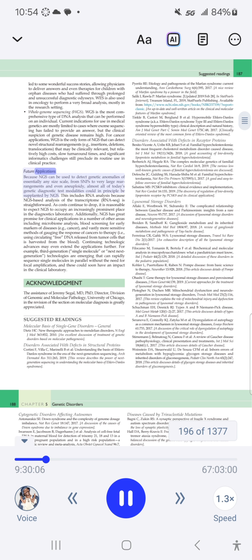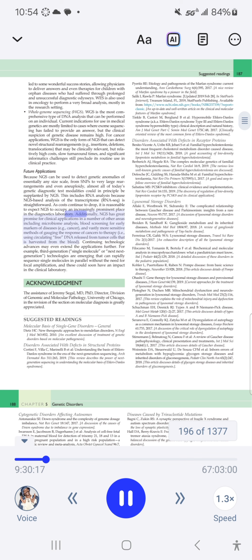Future applications. Because NGS can be used to detect genetic anomalies of essentially any size scale, from SNPs to very large rearrangements and even aneuploidy, almost all of today's genetic diagnostic test modalities could in principle be supplanted by NGS. This includes RNA analysis, because NGS-based analysis of the transcriptome, RNA-seq, is straightforward. As costs continue to drop, it is reasonable to expect NGS to occupy an increasingly prominent place in the diagnostics laboratory.